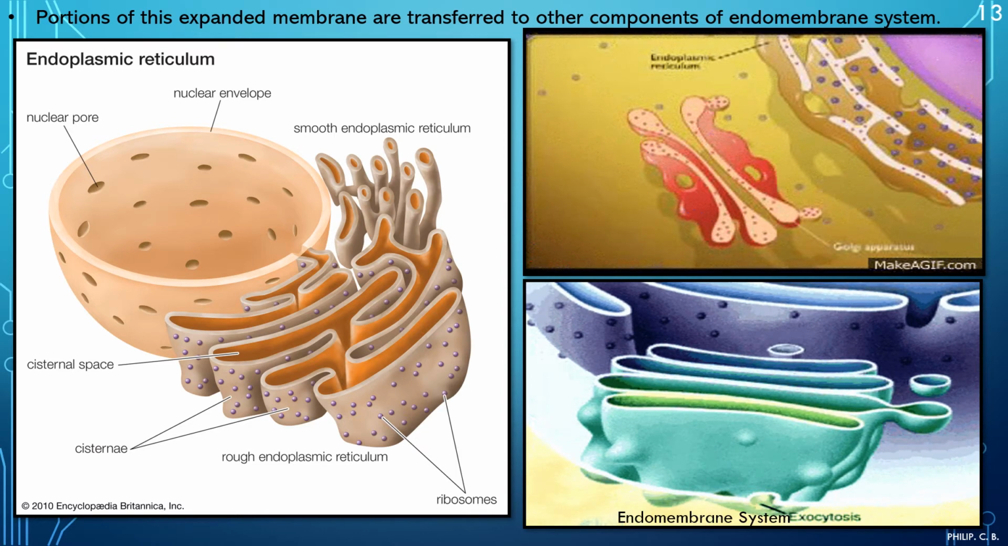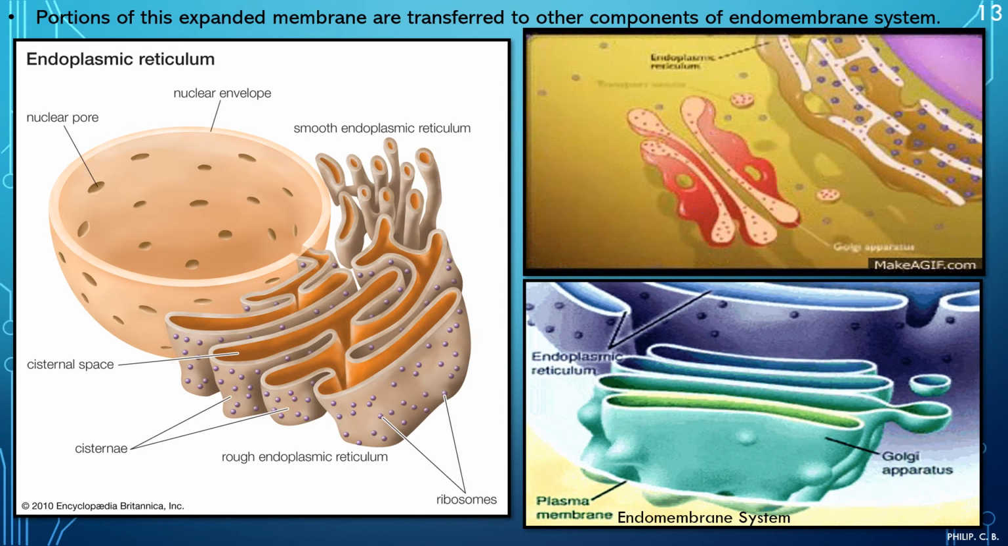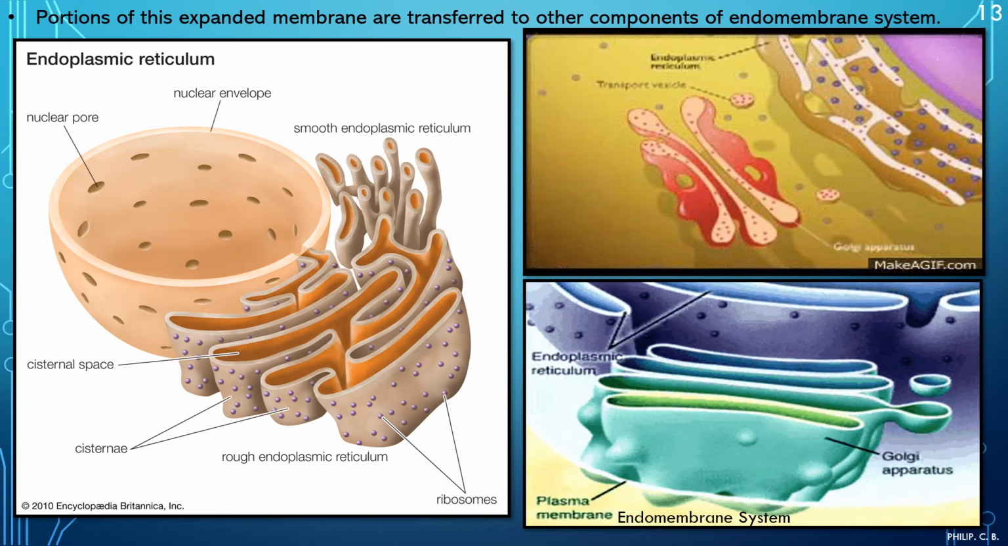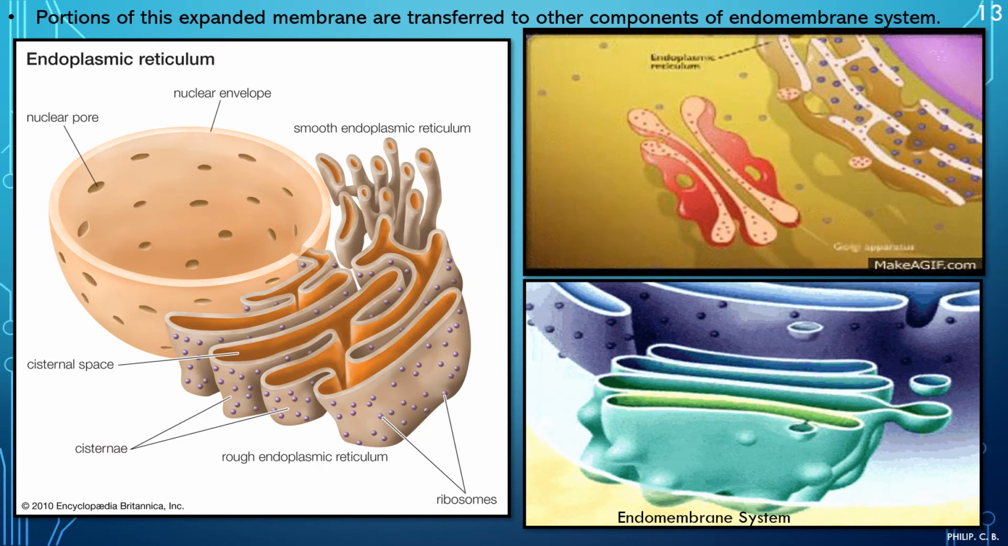Now come to the right side, upper part. Now you can easily see what we just learned: certain vesicles separate out from the endoplasmic reticulum and come out. That is what is called the transport vesicle, which moves towards the Golgi apparatus. And at the lower end also we can see the membrane system. Why am I using the term membrane system?